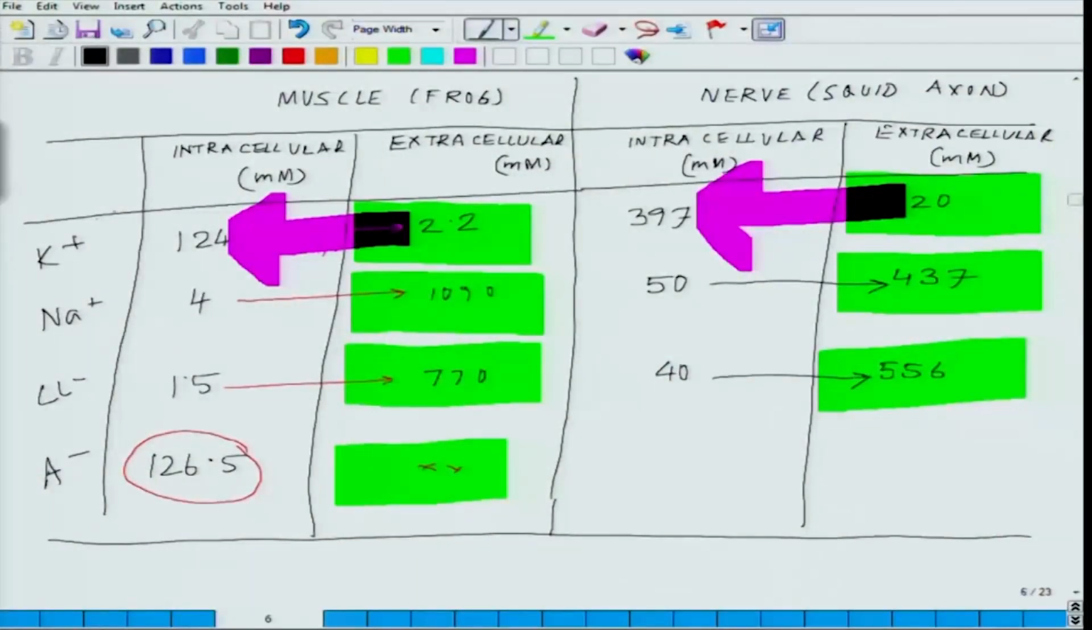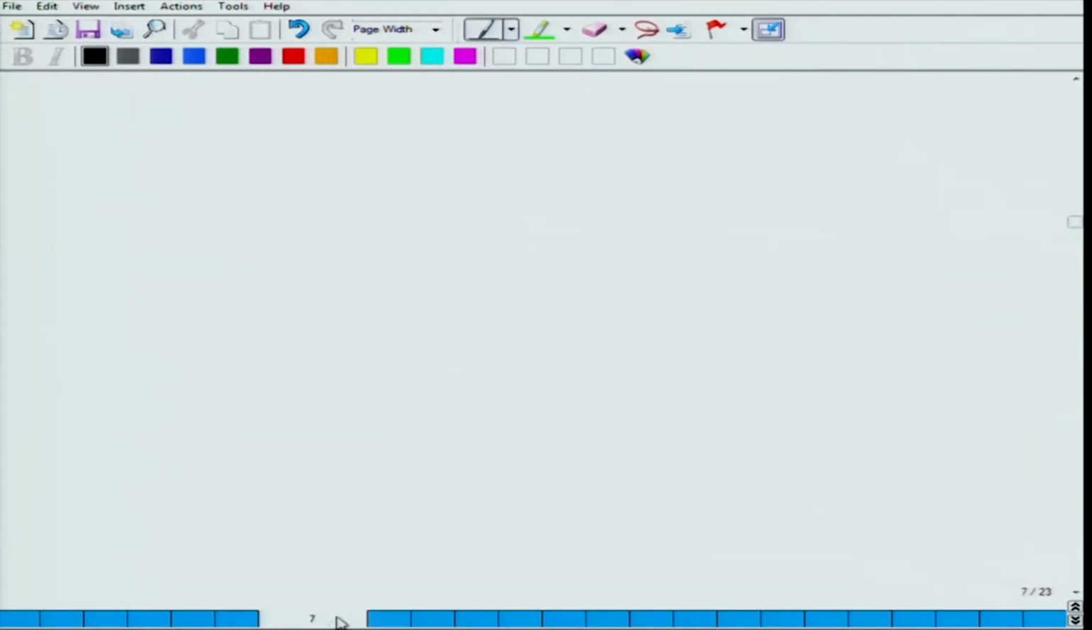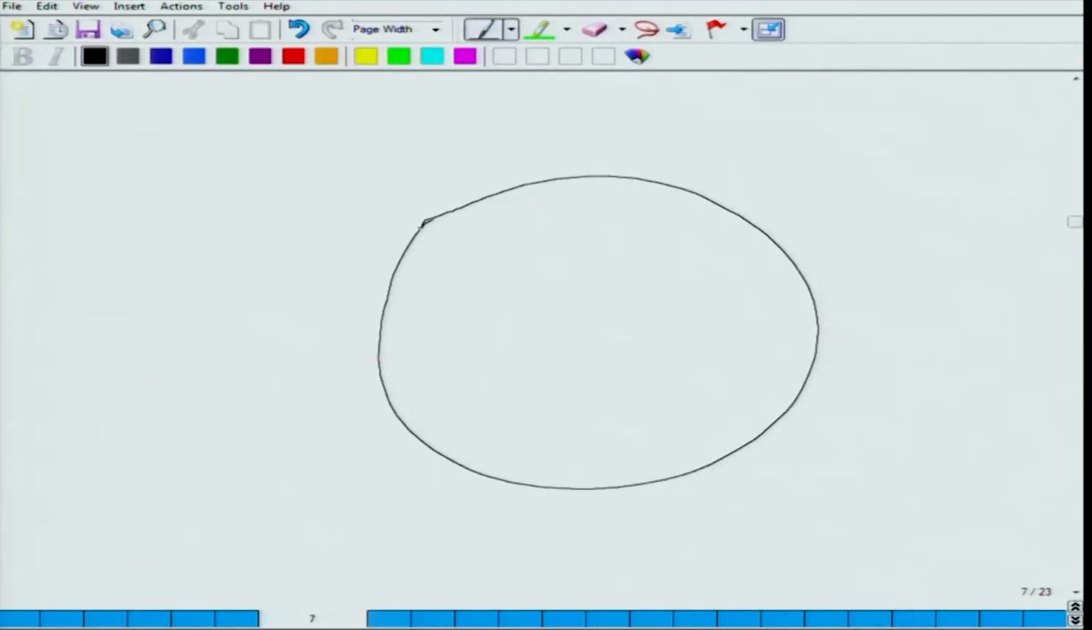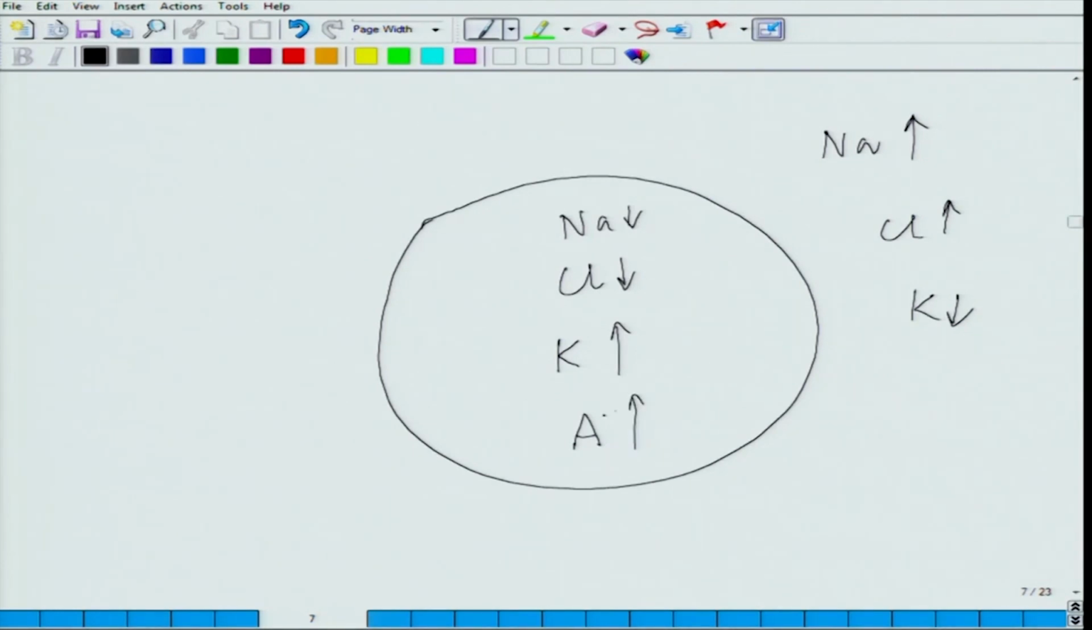Look at this picture, these are the electrolytes which are present out here. Just for your visualization sake, if this is the cell, you have sodium very high, chloride very high, potassium very low outside, and potassium very high, chloride low, sodium low inside, and you have an anion in terms of proteins, which is very high. Now, going by simple diffusion, what will happen?